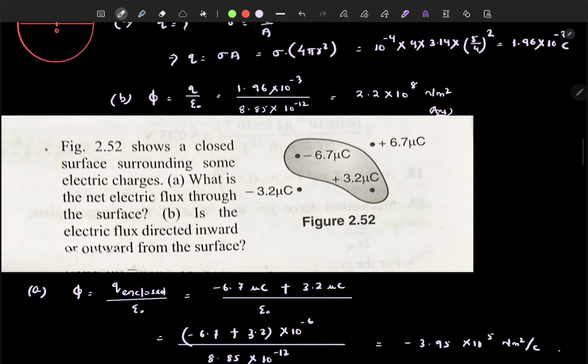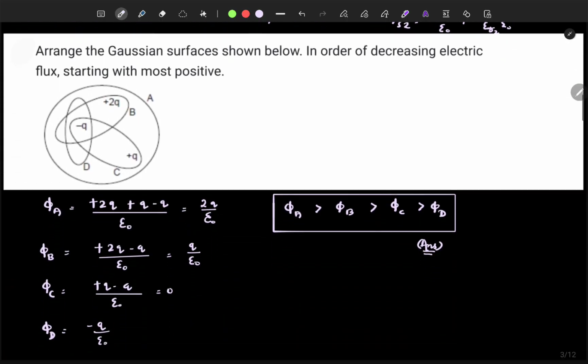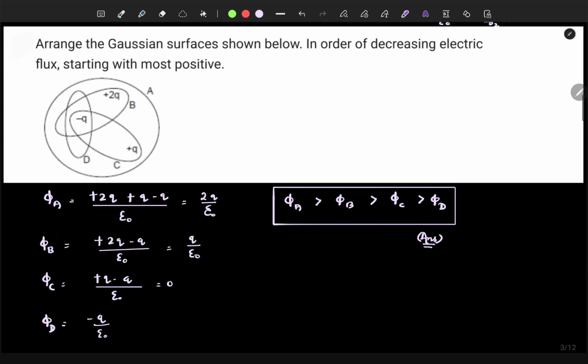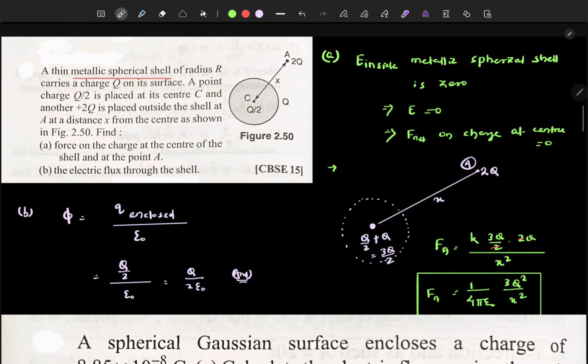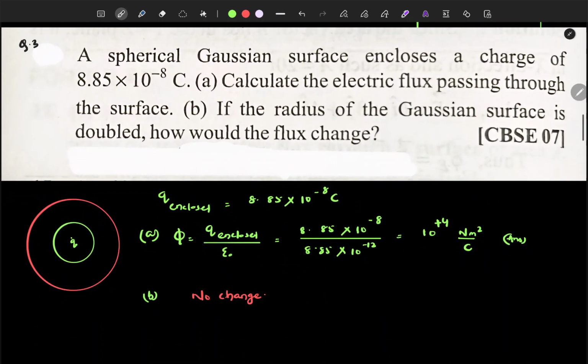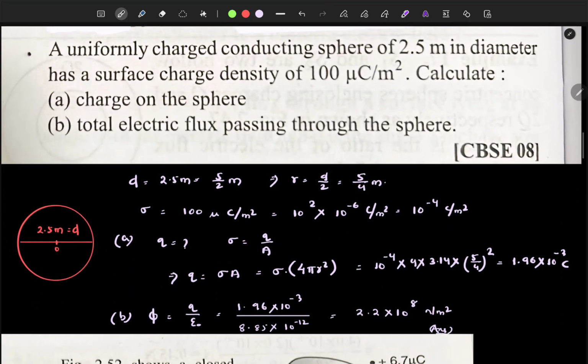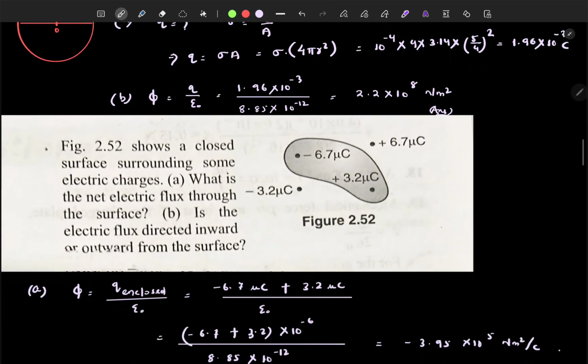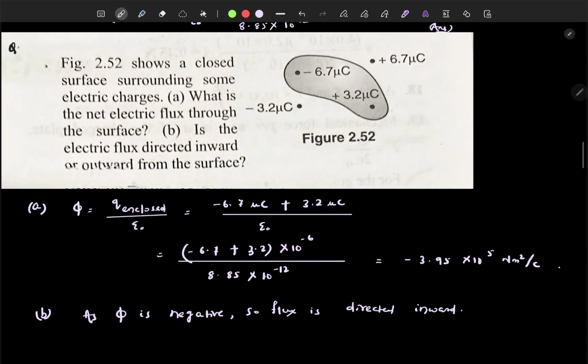I hope based upon Gauss law we have discussed different varieties of questions. Mark this as question number 1. Next is question number 2. This one is question number 3. Next, this one is question number 4, and at last this one is our question number 5. I hope starting from question number 1 to question number 5, each and every concept is clear to all of you. So starting from the Gauss theorem, then we have discussed the 8 golden points.